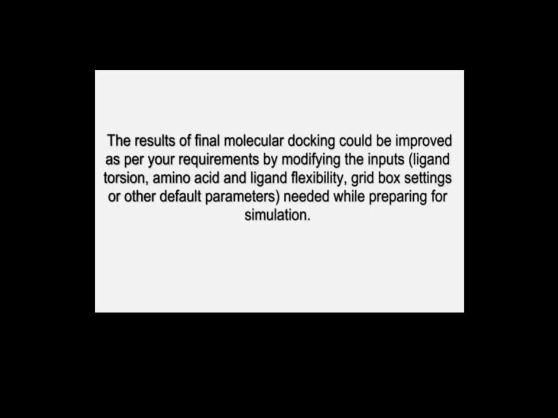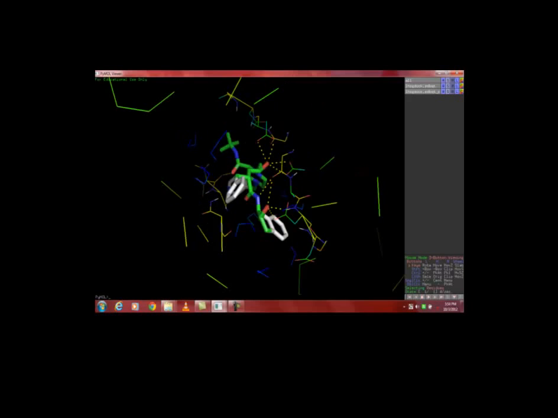Here you can see the two overlaid structures and results of the final molecular docking could be improved as per your requirements by modifying the inputs, which are ligand torsion, and amino acid and ligand flexibility. You can play around with grid box settings or other default parameters. All these inputs are needed while preparing for the simulations. So basically, you could do some modification in processing of the protein and the ligand.